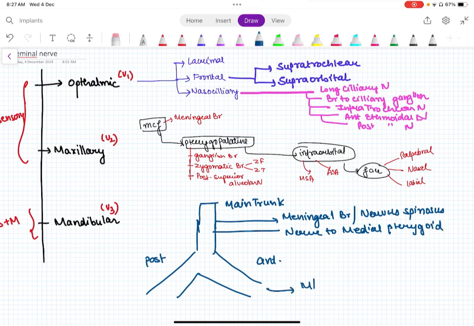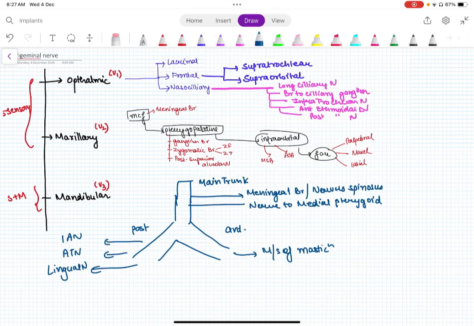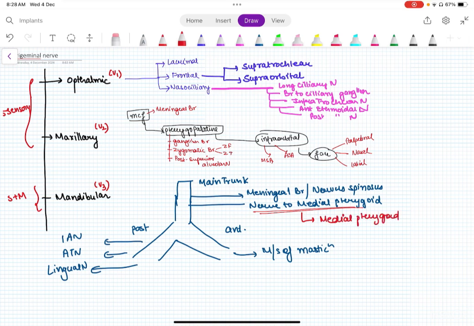Anterior is going to supply muscle of mastication. Posterior is going to have 3 branches. Okay, inferior alveolar nerve, auriculotemporal nerve, lingual nerve. Now, this one is a potential MCQ. Alright, now know that nerve of medial pterygoid supplies medial pterygoid, tensor veli palatini and tensor tympani.